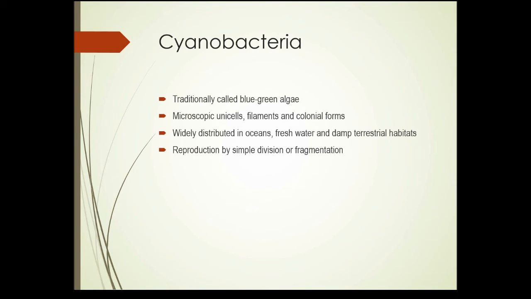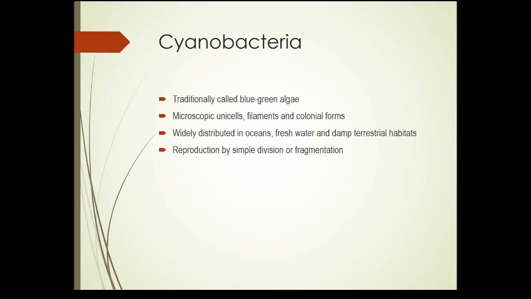We'll take a look here a little more closely at cyanobacteria, again, traditionally called blue-green algae. They are microscopic, unicellular, or they can form filaments, and there are colonial forms. They're distributed around the world in oceans, freshwater, and even damp terrestrial habitats.